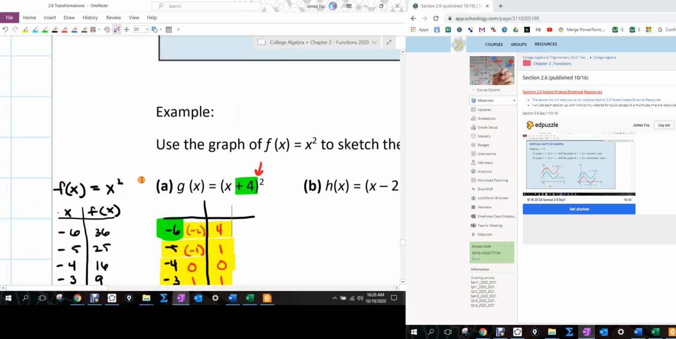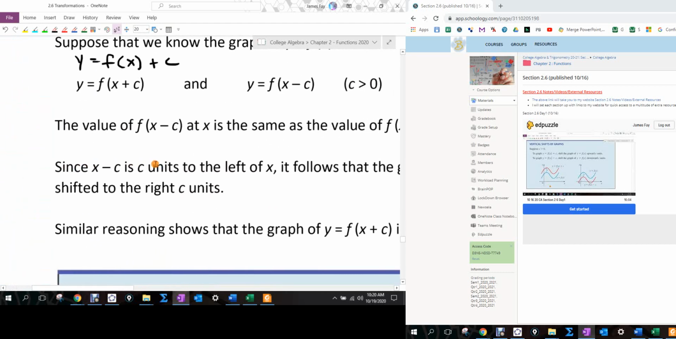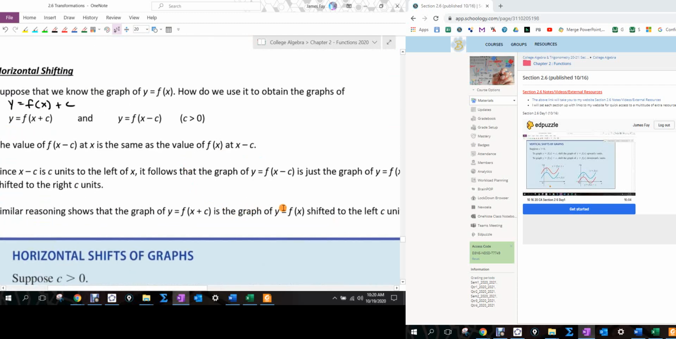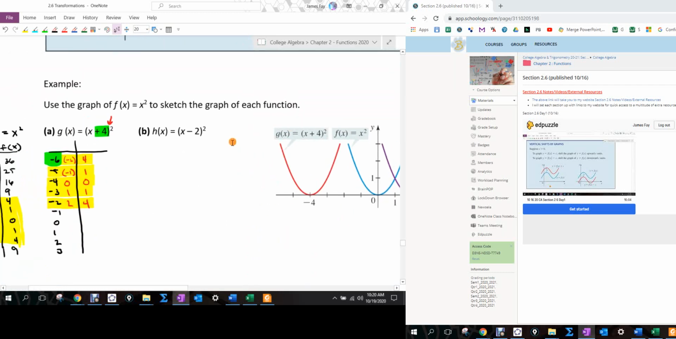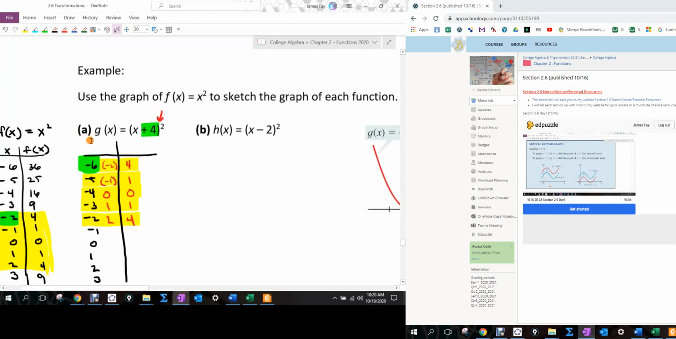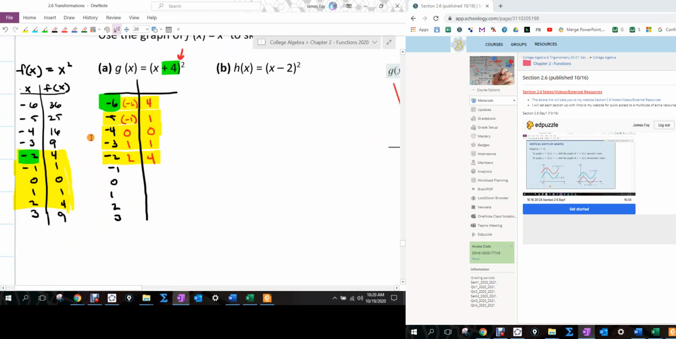That's the explanation up here that says when I subtract C, I'm moving to the right, and when I add C, I'm moving to the left. It's counterintuitive of what you would think. Most people think plus means move to the right, correct? But because it's getting done to the X first, it's actually a translation to the left. Okay, if I'm subtracting, it's to the right.